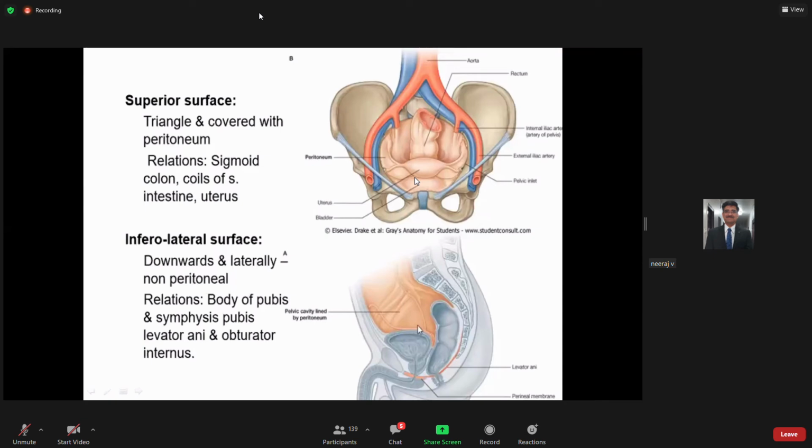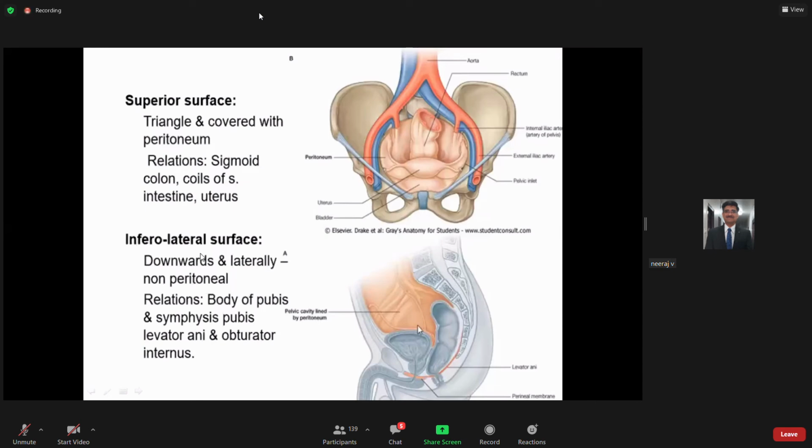You can see in this picture also, this is the female pelvis, and you can see here between bladder and uterus you have the vesico-uterine pouch, and then here between the uterus and the rectum the reflection, right? So this is basically triangular and is covered by the peritoneum, and this lies in relation to the sigmoid colon, and of course the coils of intestine and uterus in case of female.